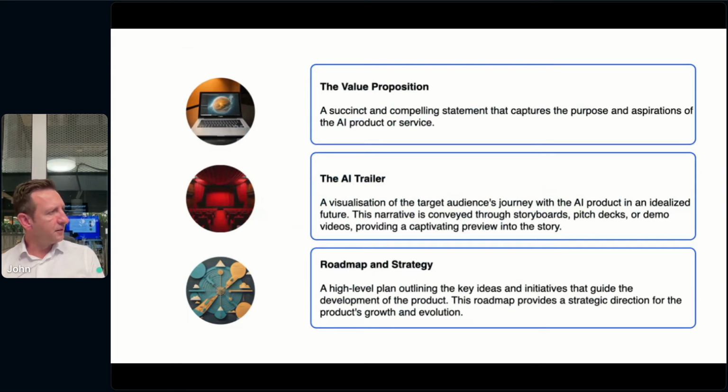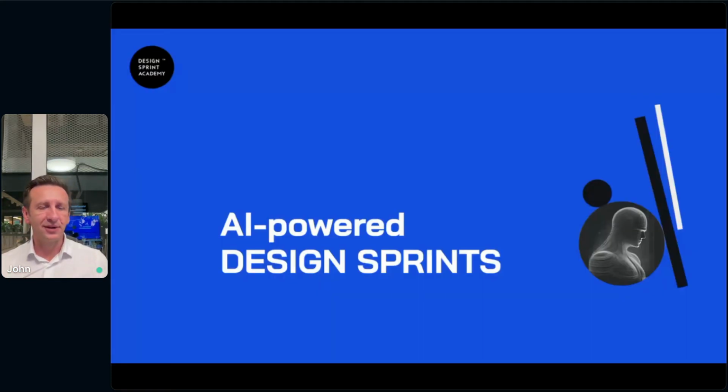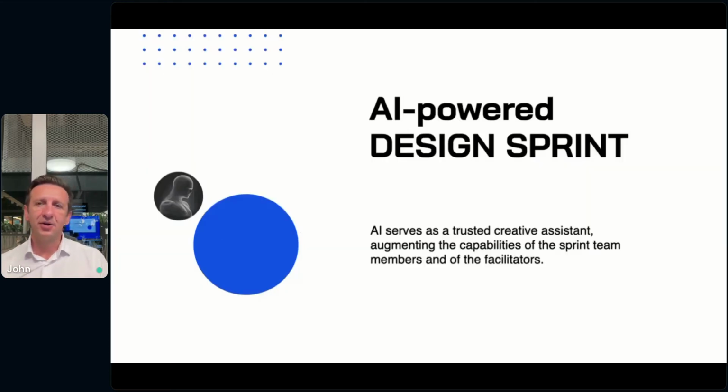And I think this summarizes our approach to AI design sprints. Of course, through all of these stages, we can use AI to augment the team's capabilities. And that's something that we're going to cover during the AI-powered design sprint. Good. So in this case, we're going to use AI as a creative assistant, right? Helping the facilitator, but also augmenting the capabilities of the sprint team.